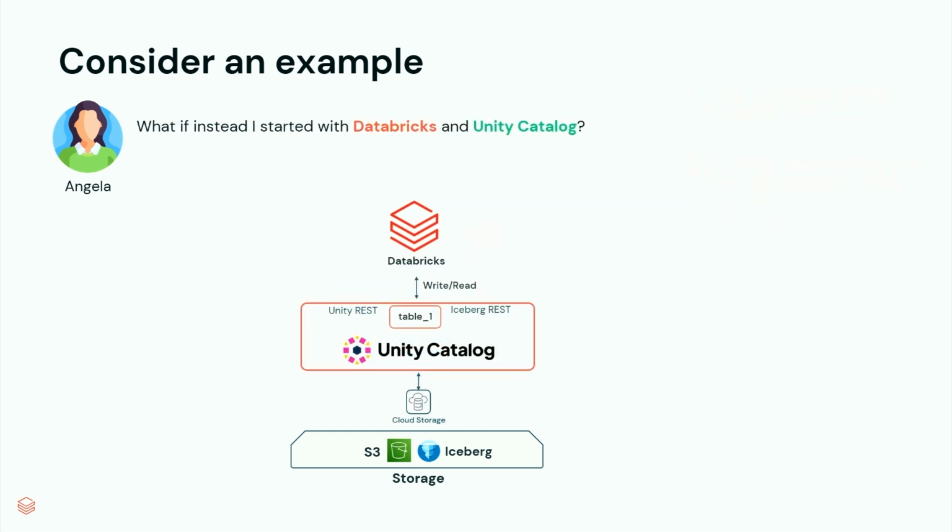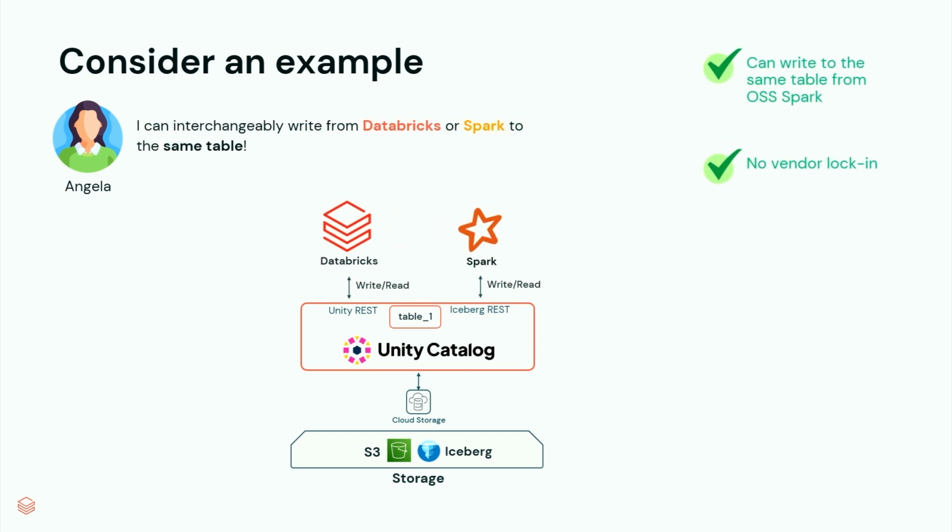Okay. Now let's see if we started out with this exact same example, but let's swap out Snowflake. Let's start instead with Databricks and Unity Catalog. So in this case, you have Databricks writing to table 1 using UC. And the nice thing about this approach is that it becomes really easy to swap in Databricks for, say, open source Spark as needed. And the reason is because they can write to the same table. So this basically gives you the benefits of having no vendor lock-in, all from Unity Catalog.